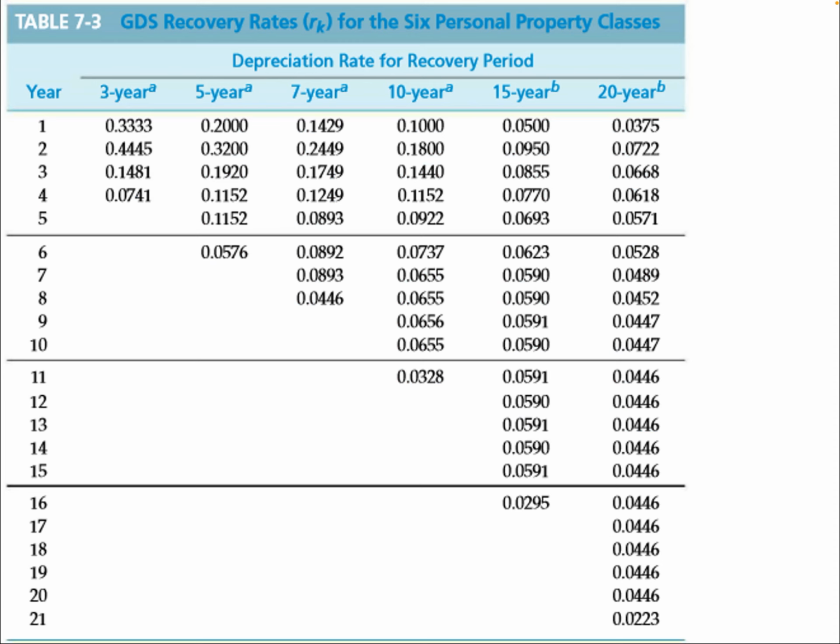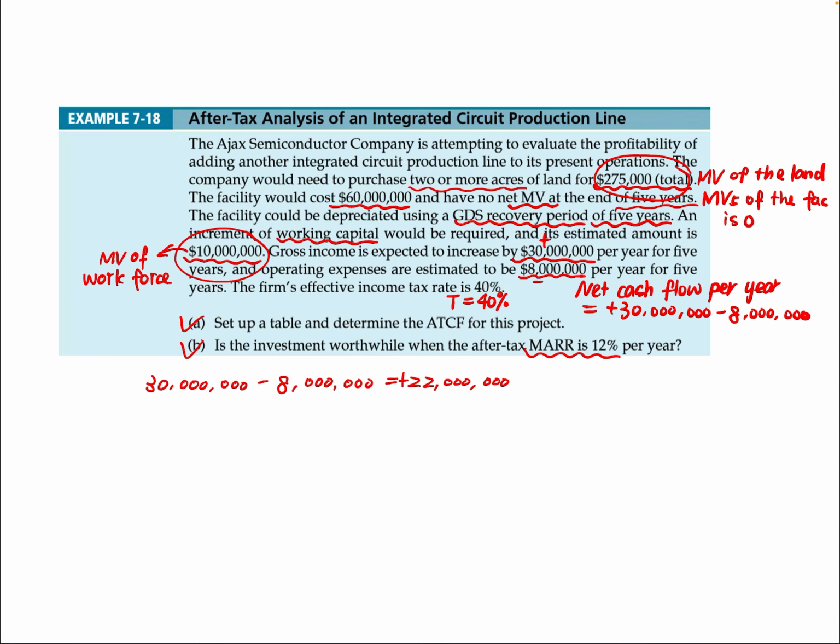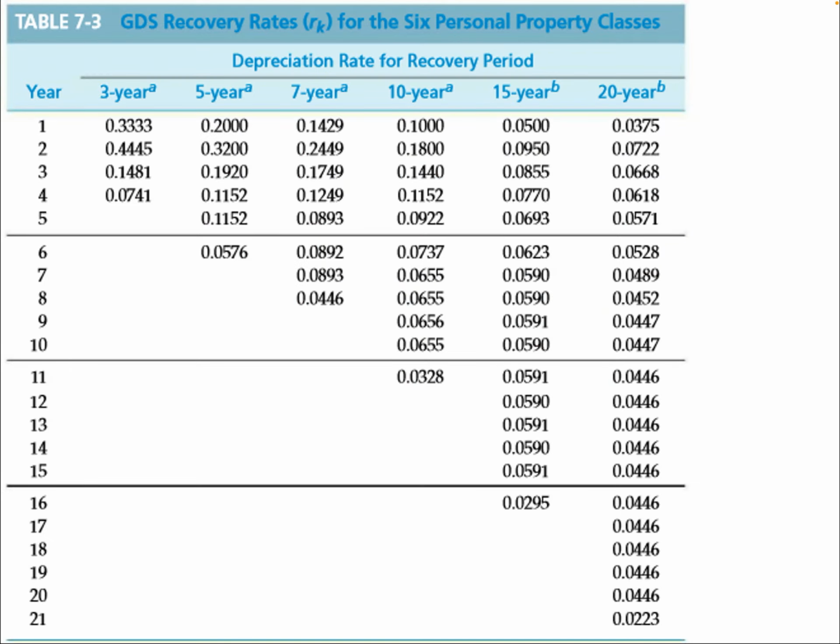So you're going to use this because it's told that the facility is going to be depreciated under the GDS recovery period of 5 years. So this is the column you're going to use to get the R's. Okay, so this is your R1, R2, R3, R4, R5.